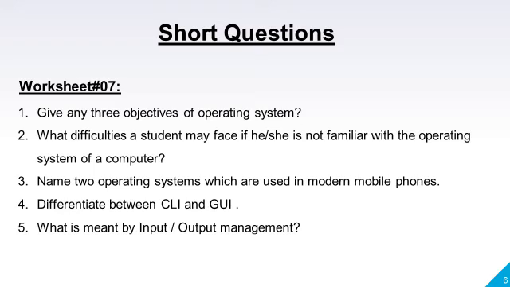You won't be able to operate that computer, and the student may face difficulties with the steps involved in the installation of operating system, like office automation software or antivirus software program in a computer. Therefore a student must be familiar with the operating system of a computer. Our next short question is, name two operating systems which are used in modern mobile phones. In modern mobile phones we are using Android and iPhone OS, iOS.